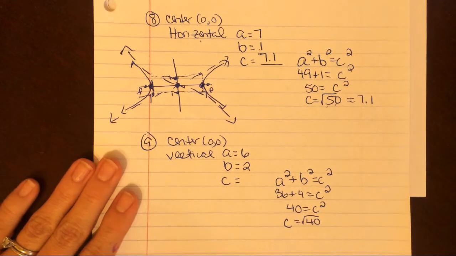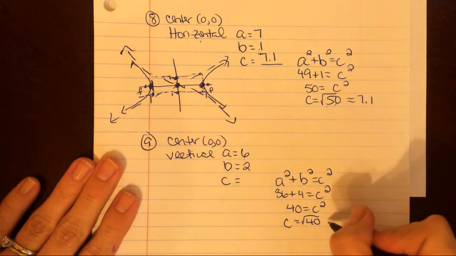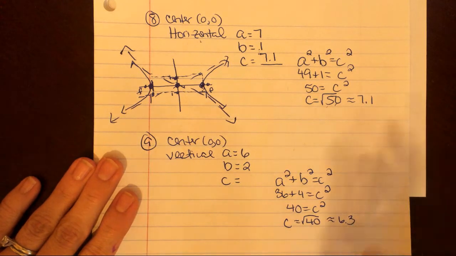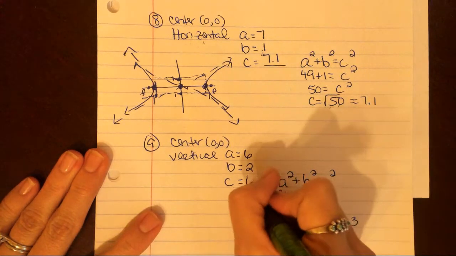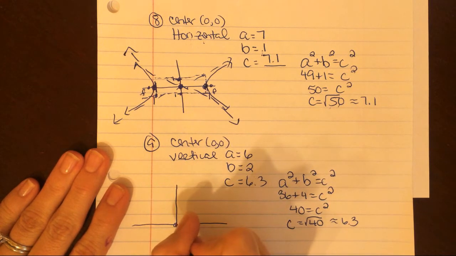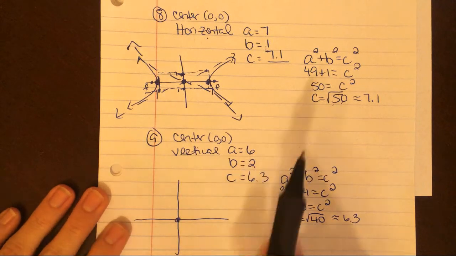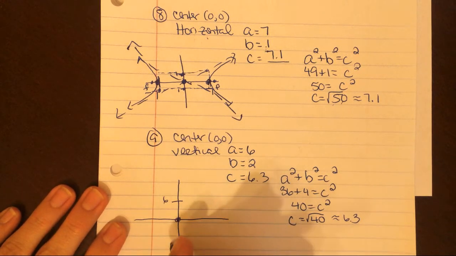I know the square root of 36 is 6, so this is going to be a little bit bigger than 6. So it's going to be 6.3-ish. Okay, so let's go ahead and graph it. My center's at 0, 0 again, so that makes my life easy. I'm going to go vertical 6. So I'm going to go up 6, down 6. These are your vertices.